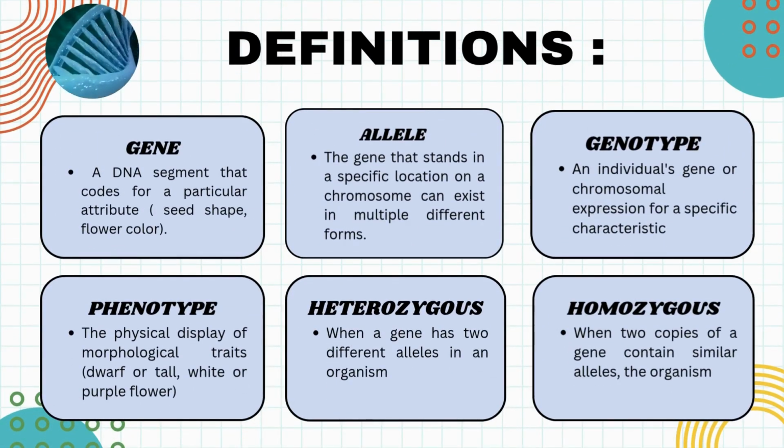Before we continue, let's understand some key terms. First, gene: a segment of DNA that controls a trait. Second, allele: a different version of a gene. Genotype: the genetic makeup of an organism. Phenotype is the physical appearance, like tall or short. Heterozygous means two different alleles, while homozygous means both alleles are the same.